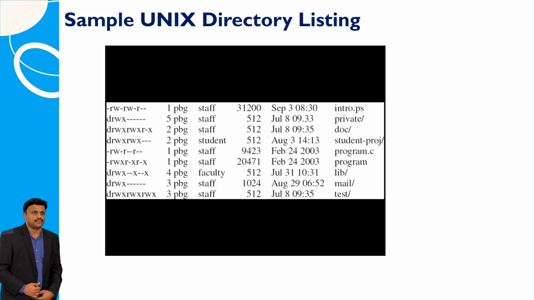A sample Unix directory listing displays various details about files and directories within a particular directory. It typically includes the file or directory name, permissions, indicating read, write, and execute access for owners, groups, and others, ownership, user and group, file size, and modification date.